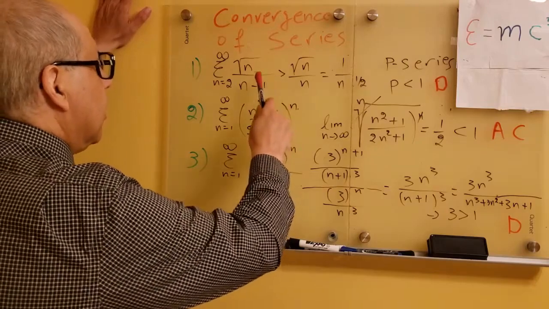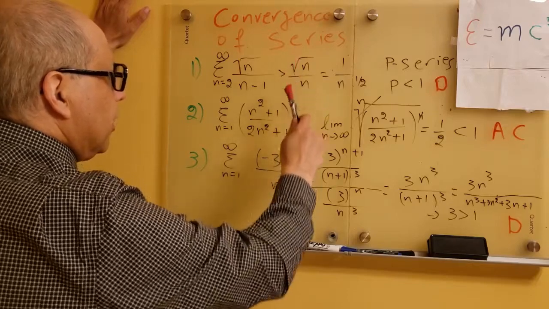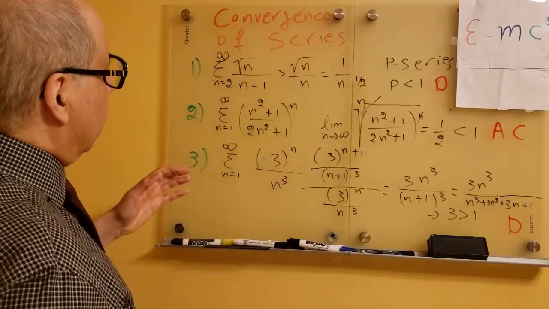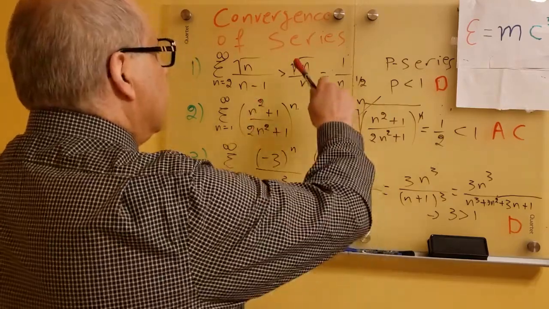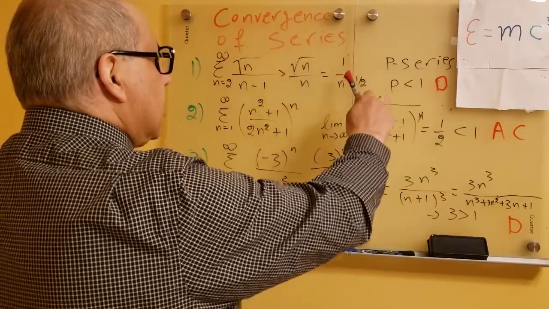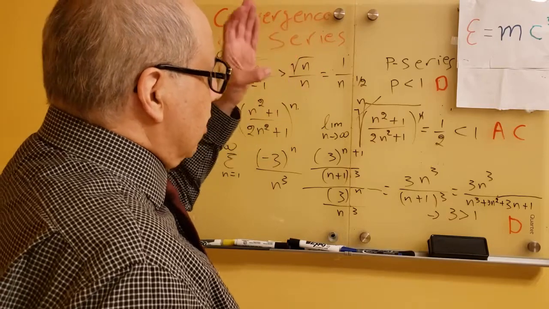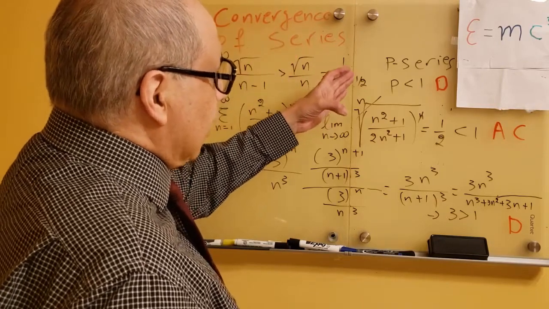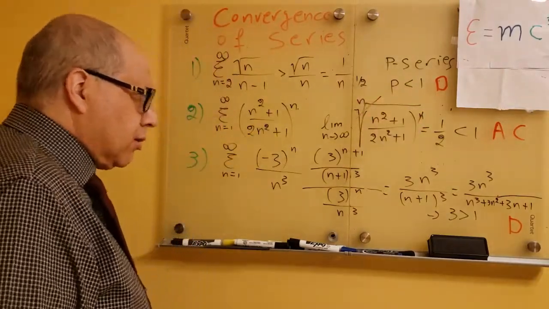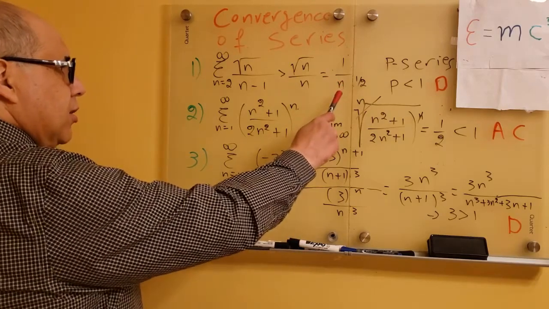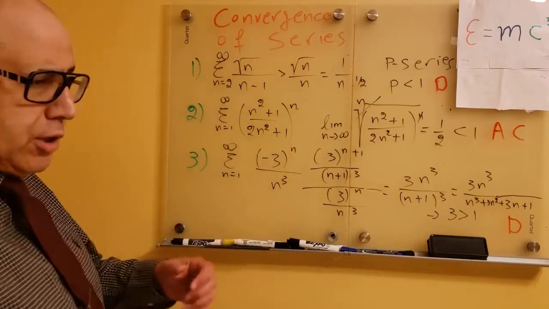Indeed, we have that the square root of n over n minus 1 is greater than the square root of n over n, because this has a smaller denominator. If you cancel the square root, this is equal to 1 over n to the 1/2. So this is a p-series with p equal to 1/2, and because p is less than 1, that's a diverging series. That means that this series, which is greater than this, is also a diverging series.